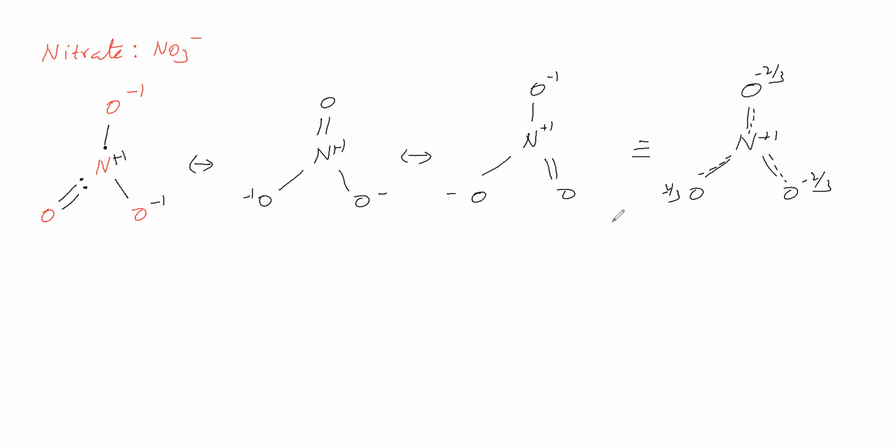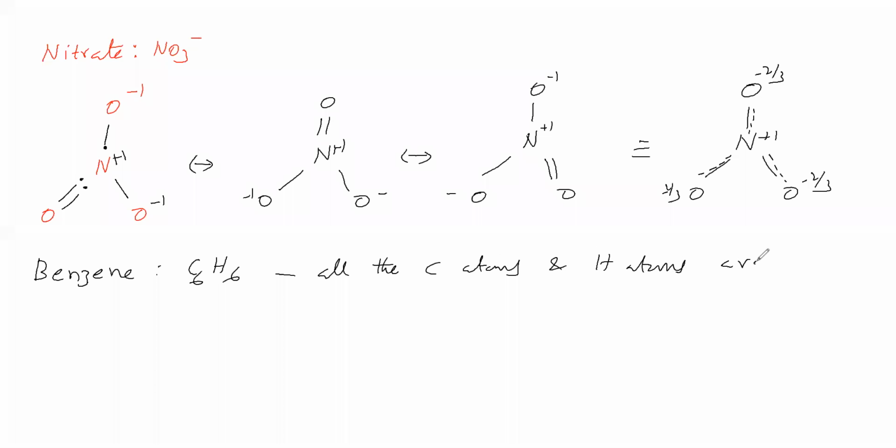Next we will take benzene and write its resonance structures. Benzene is an organic molecule. This organic compound's formula is C6H6. Here the experimental evidence says that all the carbon atoms and hydrogen atoms are in a plane. Experiment says all the carbon atoms and all the hydrogen atoms in the benzene molecule are present in one plane.